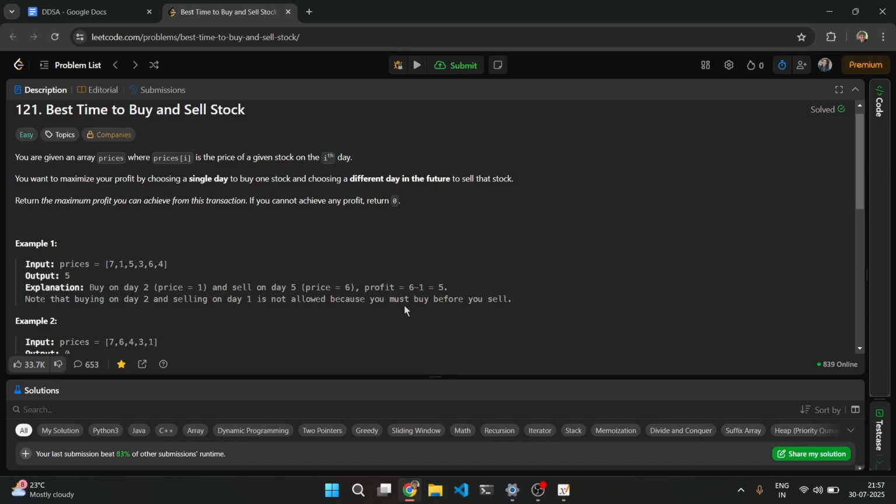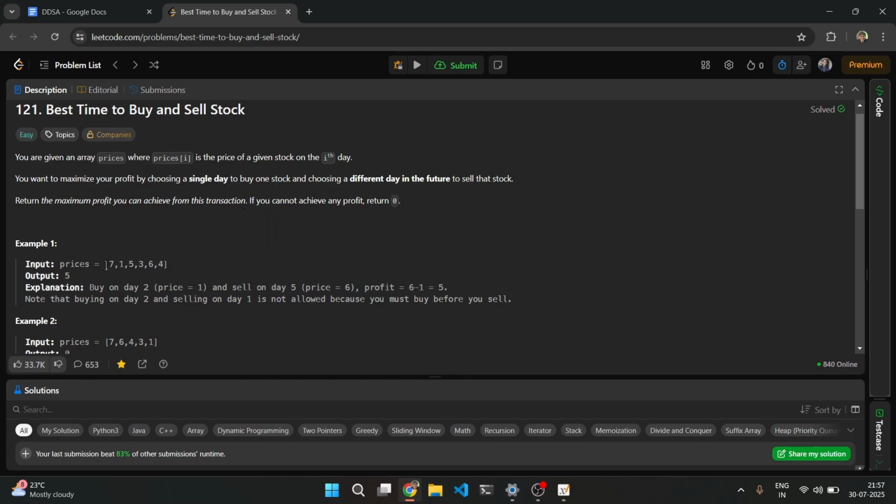So today we are going to solve the best time to buy and sell stocks problem. You are given an array prices where prices[i] is the price of a given stock on the ith day, and you want to maximize your profit by choosing a single day to buy one stock and choosing a different day in the future to sell that stock. We need to return the maximum profit we can achieve from this transaction. And if there is no profit, we need to return zero.